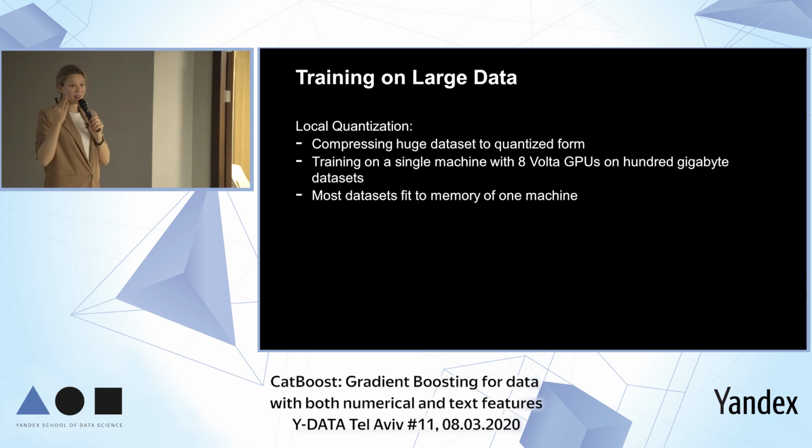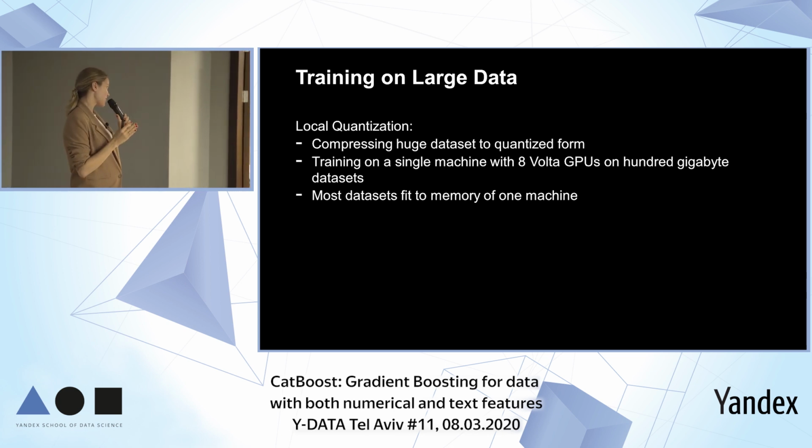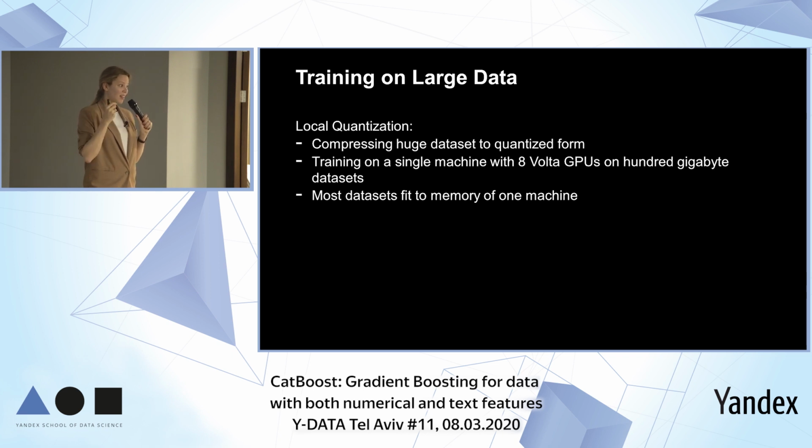And if you have a server with 8 Volta GPUs, so with many GPUs, then you will be able to train on a data set of hundreds of gigabytes on a single machine. And we do it a lot. We use distributed training for not so many data sets, actually. So we do use it in search, in ads, but most of the data sets we train on a single machine because we have this compression of our data set. And that is something you will be able to do in one of the closest releases.